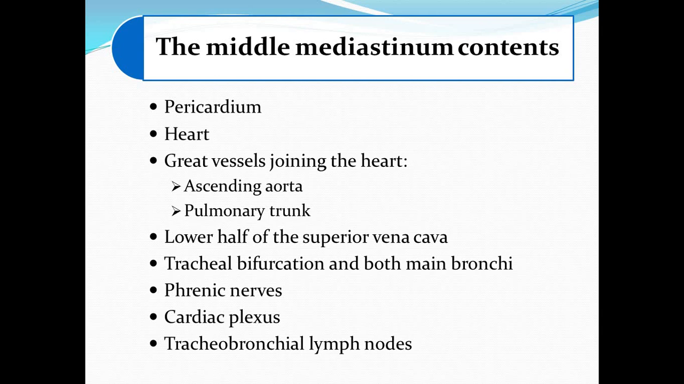Then the middle mediastinum is the space that is contained within the pericardium. So it will contain the pericardium itself, the heart, the great vessels that are joining the heart, including the ascending aorta, the pulmonic trunk, and pulmonary veins, and so on. Lower half of the superior vena cava. The superior half will be within the superior mediastinum. The tracheal bifurcation, which is the carina, and both main bronchi. Phrenic nerves and cardiac plexus also extend through this space. And the tracheobronchial lymph nodes, we will talk about the lymph nodes in a bit.